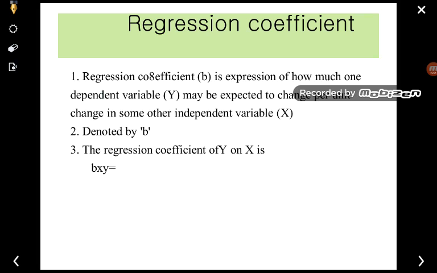So a particular value of x is given and then we have to estimate the y. Next is regression coefficient. Regression coefficient can be represented by means of the small letter b. So regression coefficient b is an expression of how much one dependent variable y may be expected to change per unit change in some other independent variable.